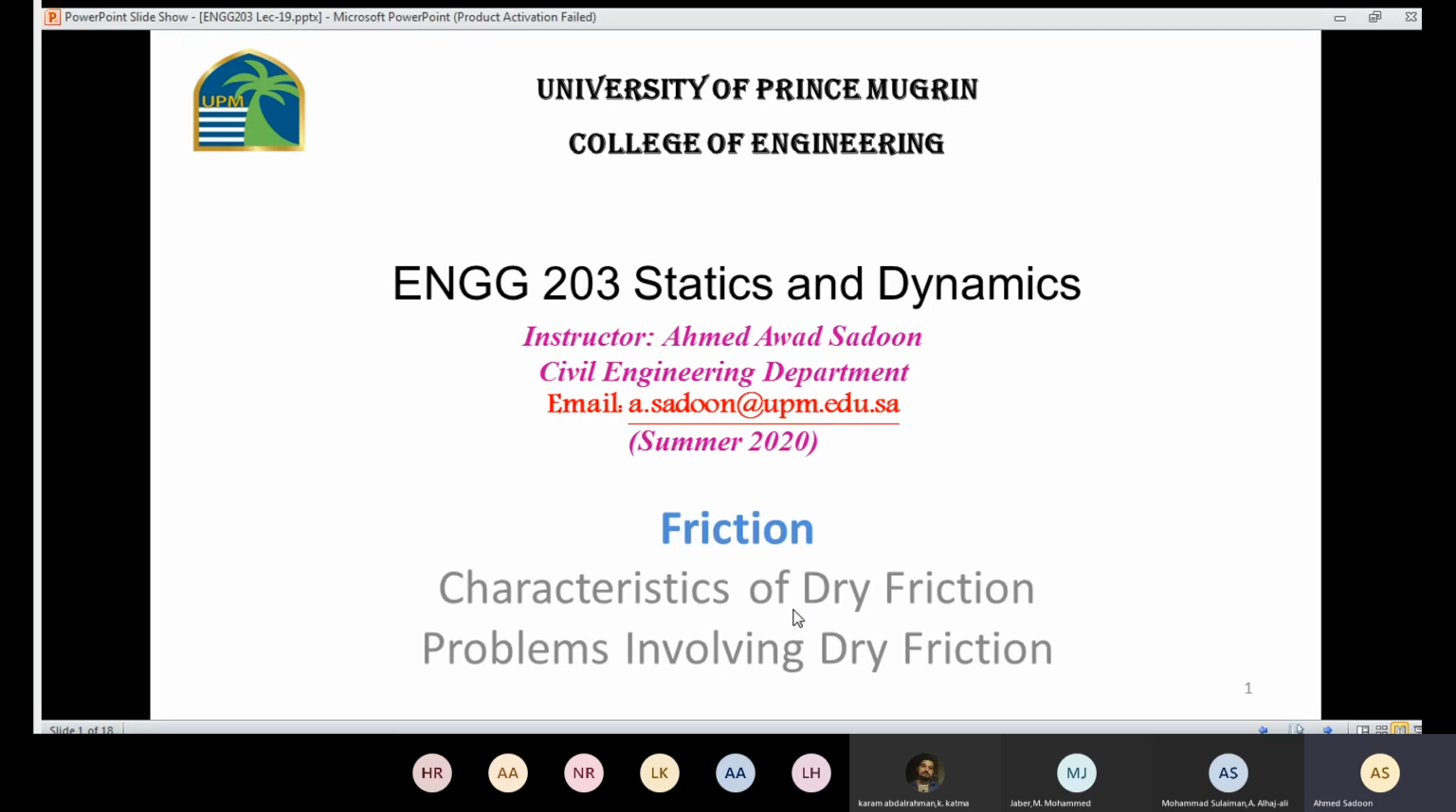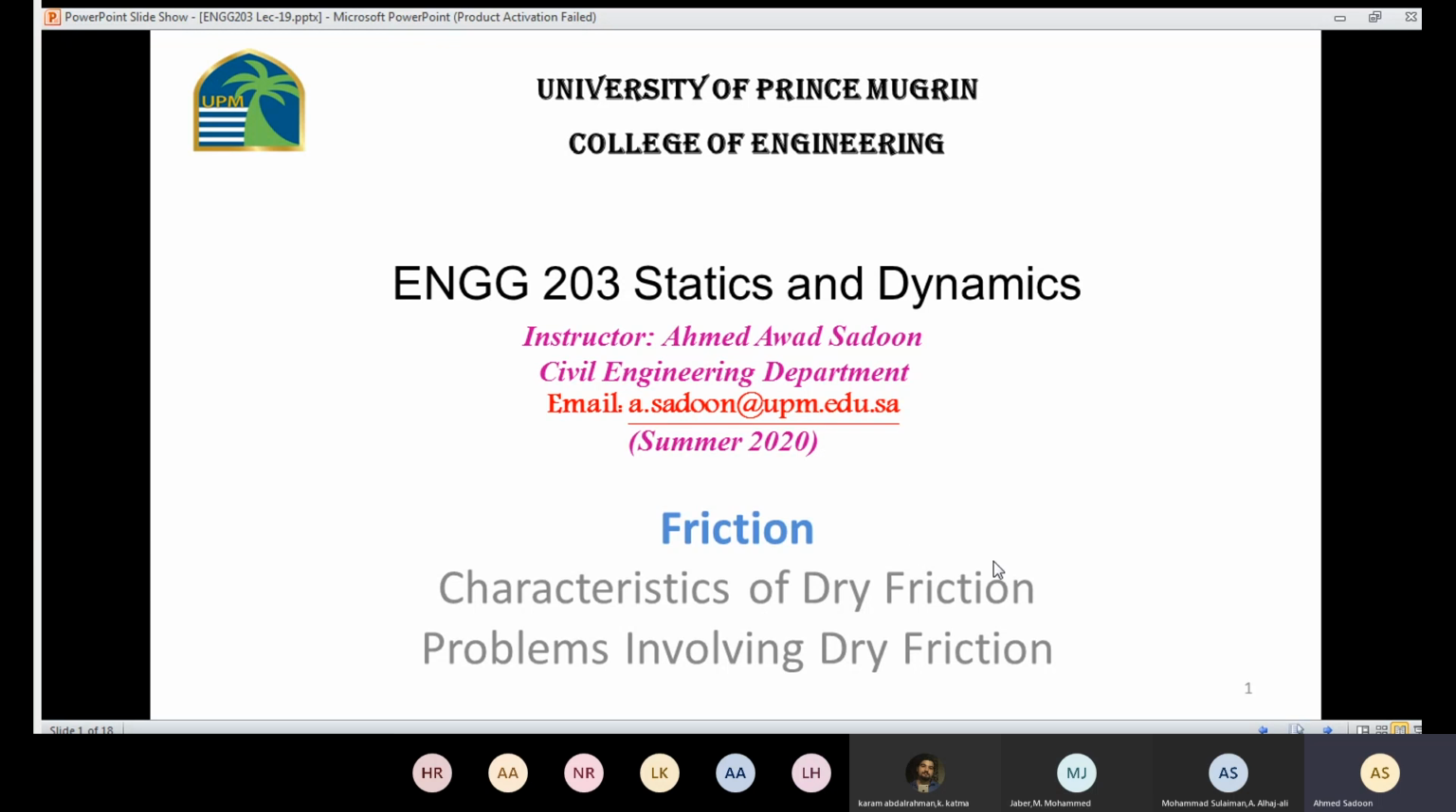We need to understand how those forces are going to develop, and how to deal with the forces as a result of the dry friction. Then we are going to solve problems in equilibrium of particles, or the equilibrium of a rigid body, and we are going to involve the dry friction.